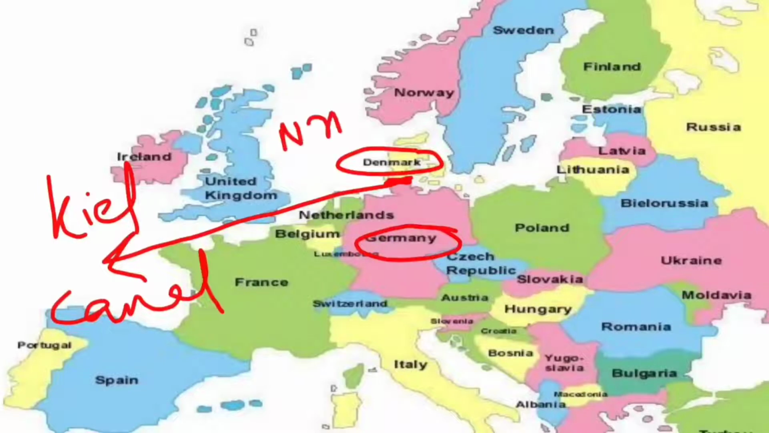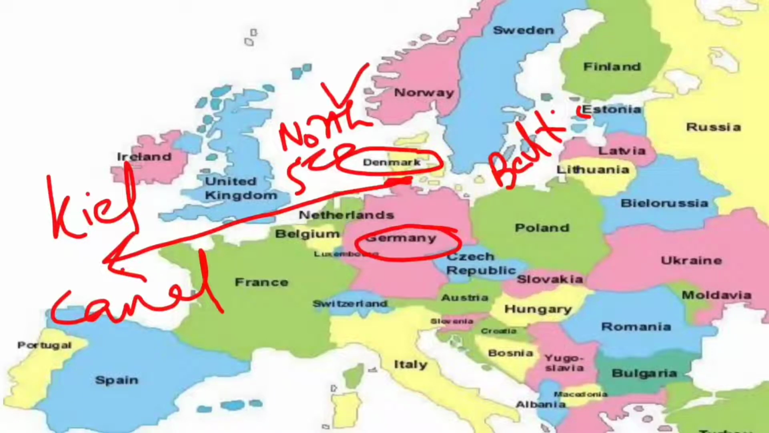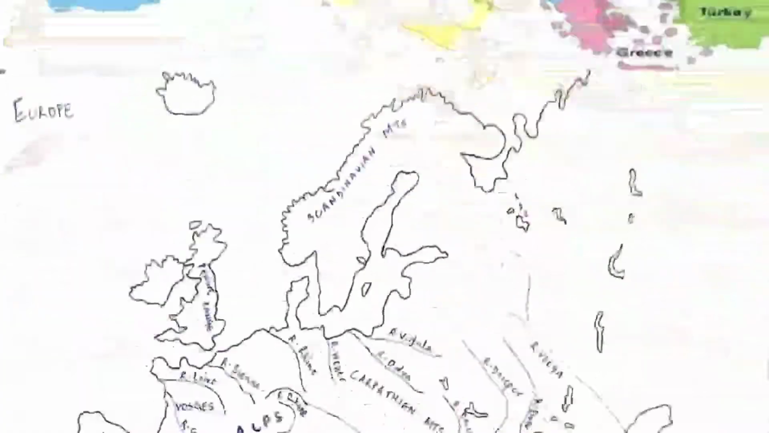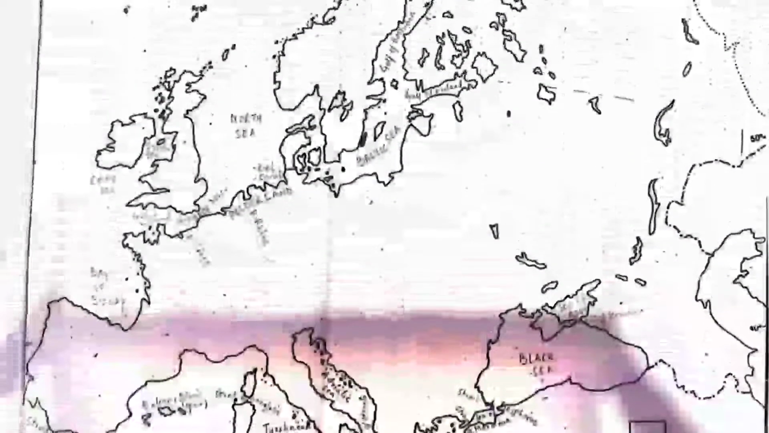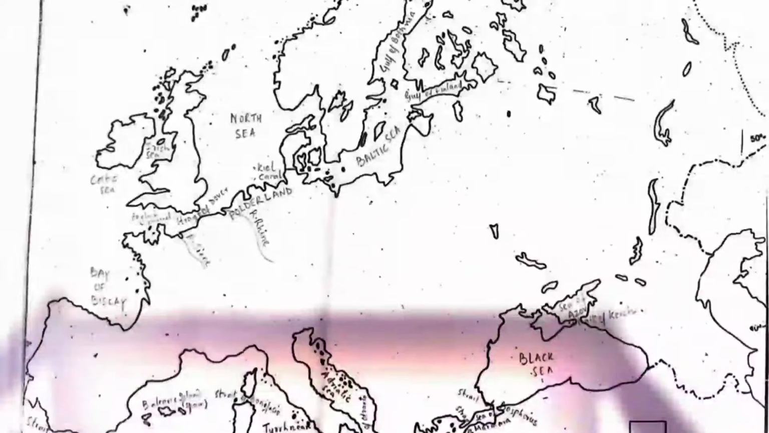Here this is the North Sea and this is the Baltic Sea. So this Kiel Canal is connecting the North Sea with the Baltic Sea, and it is a natural boundary between Denmark and Germany. Let's move back to our map. So we're done till the Kiel Canal. Moving forward, we have the Strait of Dover.